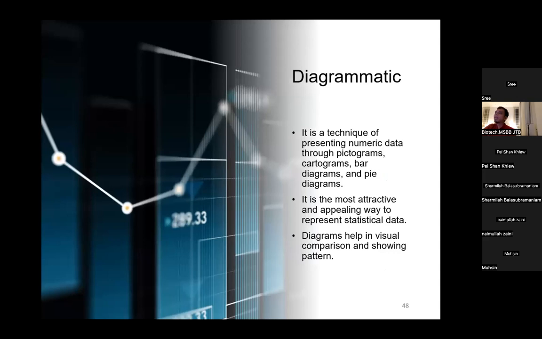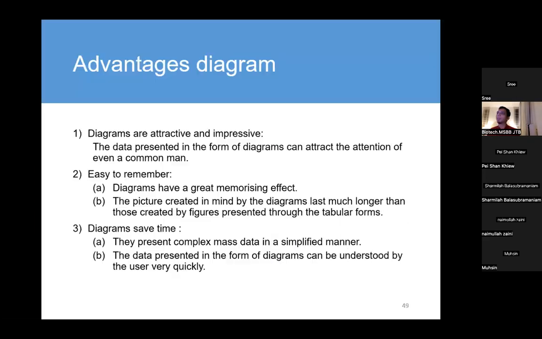Diagrammatic. So this one, if you want to convert it into the diagram, it is a technique of presenting numeric data through pictograms, cartograms, bar diagrams, and pie diagrams, and so on. It is the most attractive and appealing way to represent statistical data. So diagram helps in visualizing comparison and showing pattern. So usually if you want to see the pattern, we convert it into the diagram.